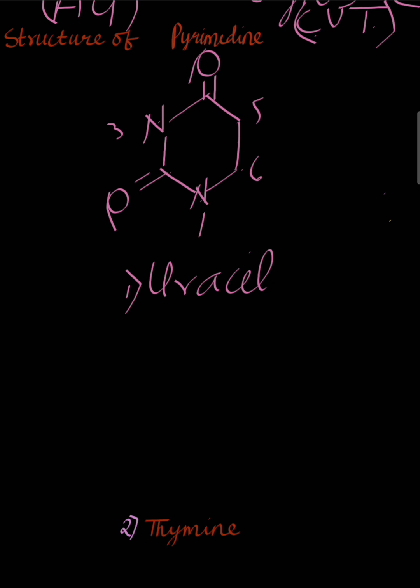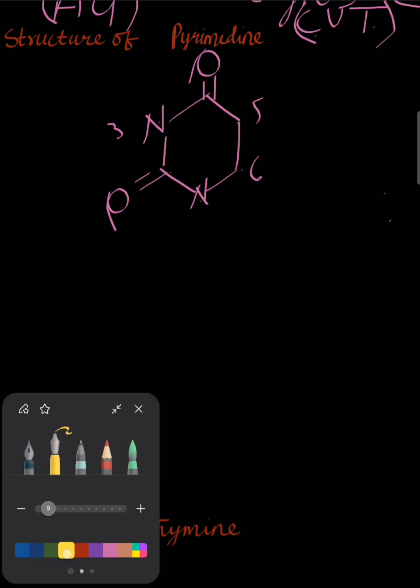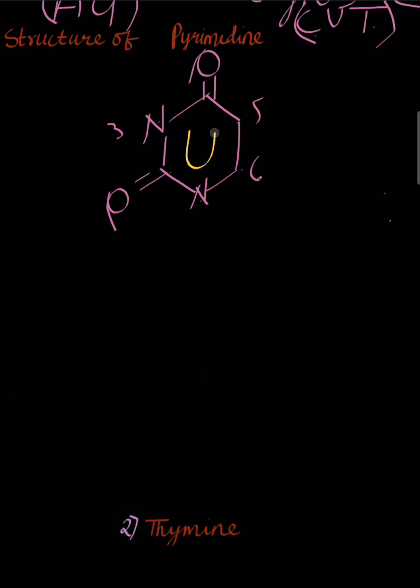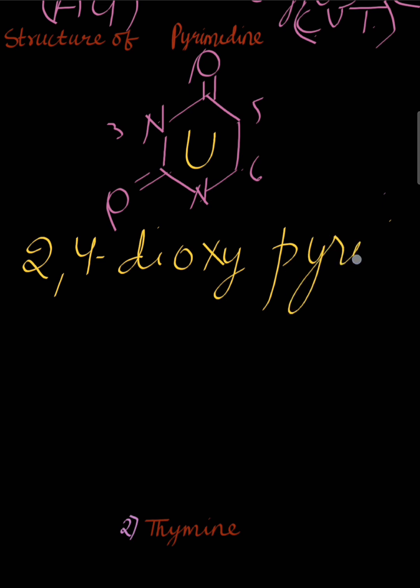So uracil can also be written as, let me write it down, 2,4-dioxypyrimidine. I'm not going to write the full name. Because it has oxygen present in the 2 and 4th positions, it is named 2,4-dioxypyrimidine. Let us see the structure of thymine.